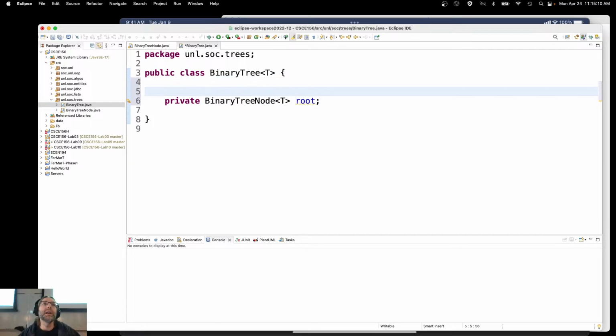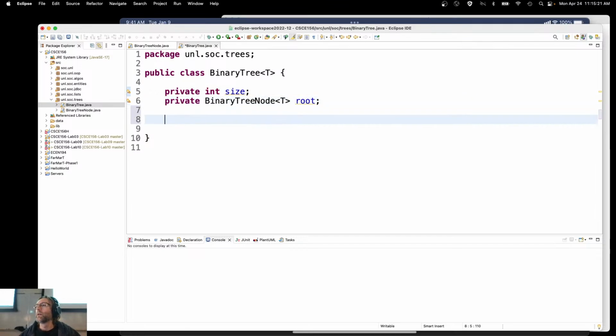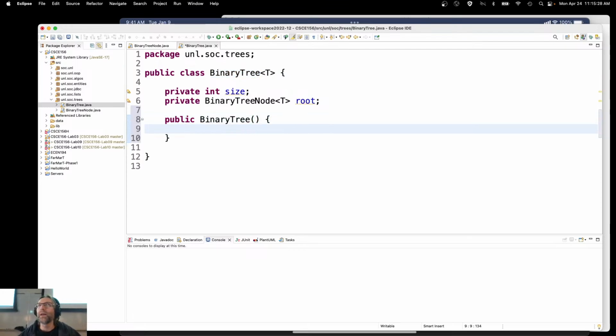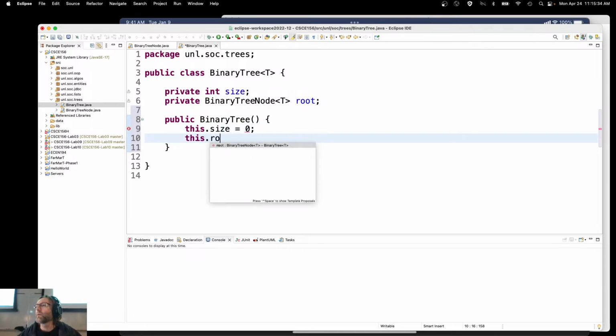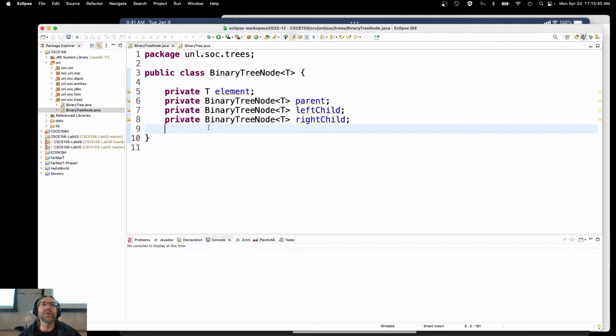You probably also want to keep track of, just like a linked list, anytime you add something or remove something, you increment, decrement the private int size. Right? Now let's go ahead and make a constructor here. This dot size is equal to 0, and this dot root is equal to null. We don't have a bunch of getters, setters here.